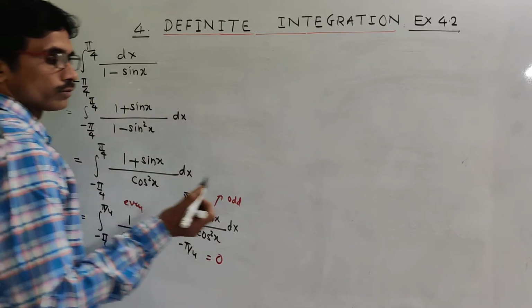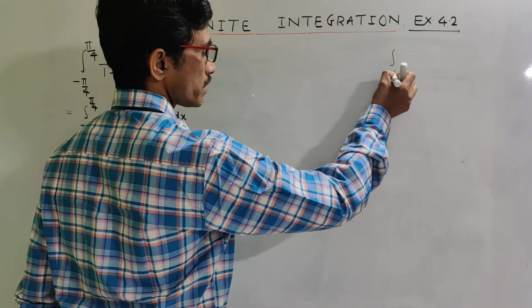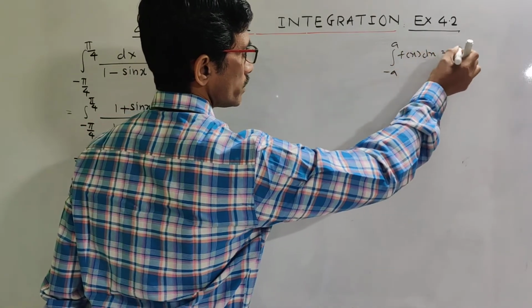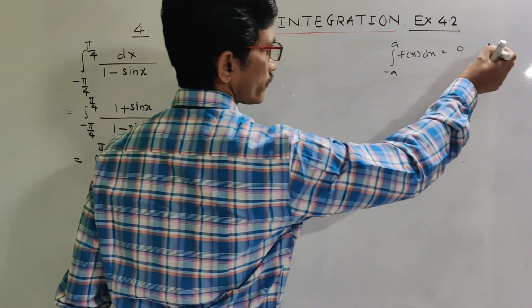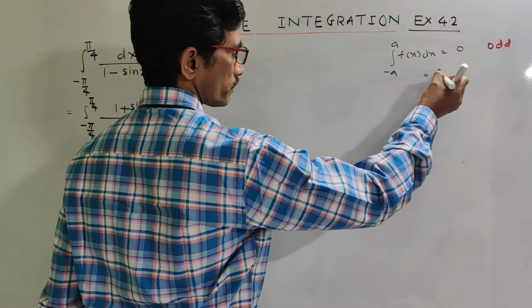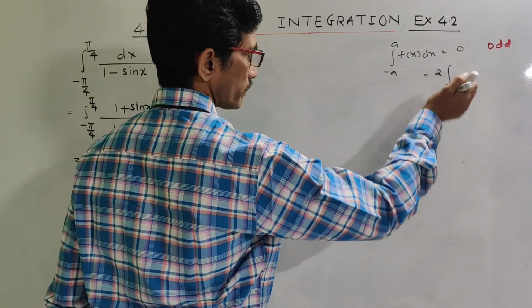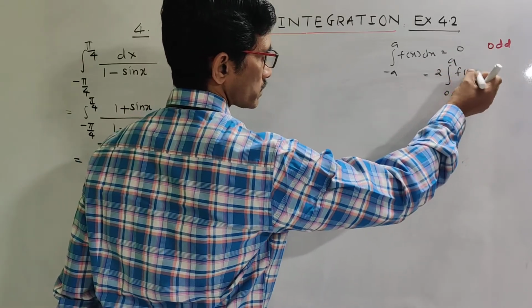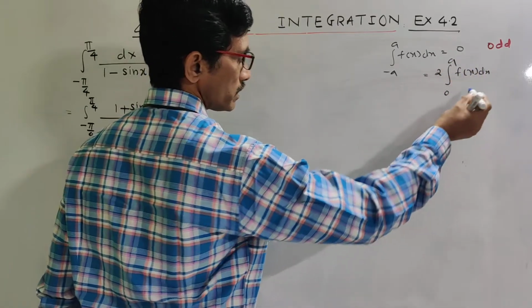So we are going to learn this property that the integral from minus a to plus a of f(x) dx will be 0 when it is an odd function, and it is equal to 2 times the integral from 0 to a of f(x) dx when it is an even function.